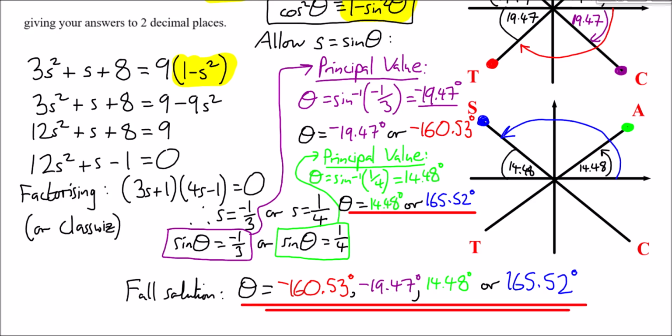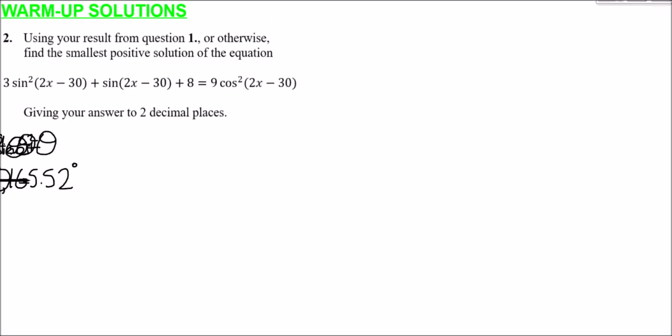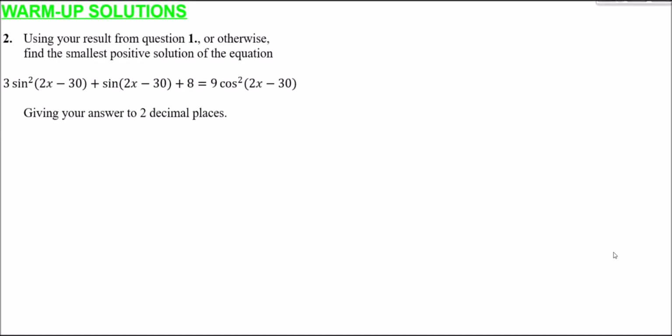Question 2 now links to this one, so let's have a look at the second question. Like I say, question 2 links directly to question 1, and you can see this if you look carefully at how the question is worded. It does say using the result from question 1 or otherwise, and also look at the equation. The equation is almost exactly the same as the equation from question 1. So what we're going to do in a moment is compare them and see how they're the same and how they're different. We want the smallest possible solution of this equation, giving the answer to 2 decimal places. So we want the smallest x possible that will solve this trigonometric equation. So let's just remind ourselves what we had from part 1, from question 1.